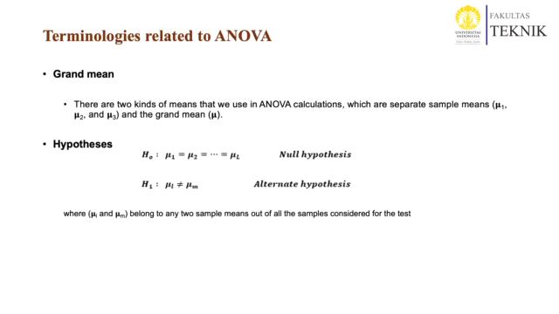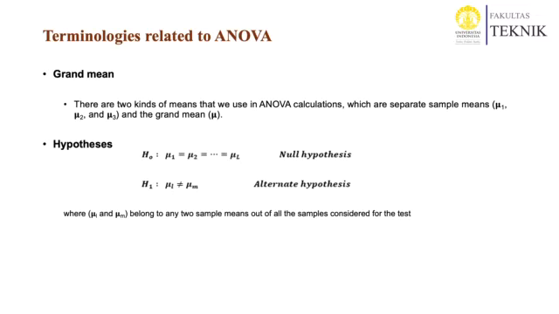We have several terminologies that you might need to know in order to understand ANOVA. Here we have the grand mean. The grand mean is basically a simple or arithmetic average of a range of values. There are two kinds of means that we use in ANOVA: for ANOVA calculation, we separate sample means from regular means, and then we have the grand mean. The grand mean is the mean of the sample means, so the mean of all observations combined.